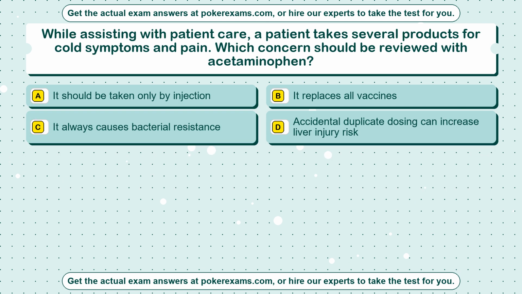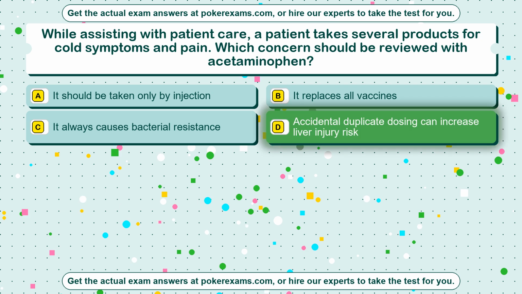Question 40. While assisting with patient care, a patient takes several products for cold symptoms and pain. Which concern should be reviewed with acetaminophen? Option A. It should be taken only by injection. Option B. It replaces all vaccines. Option C. It always causes bacterial resistance. Option D. Accidental duplicate dosing can increase liver injury risk.